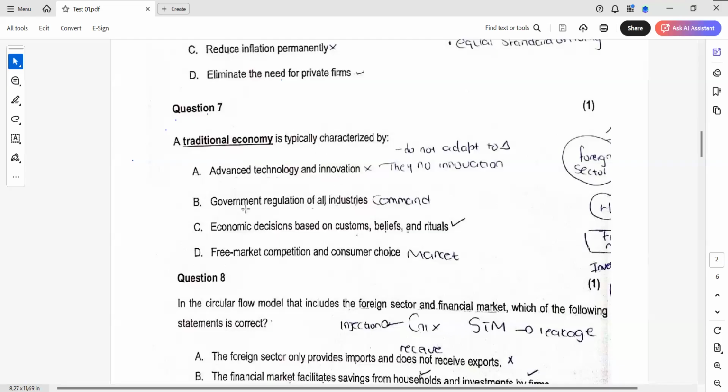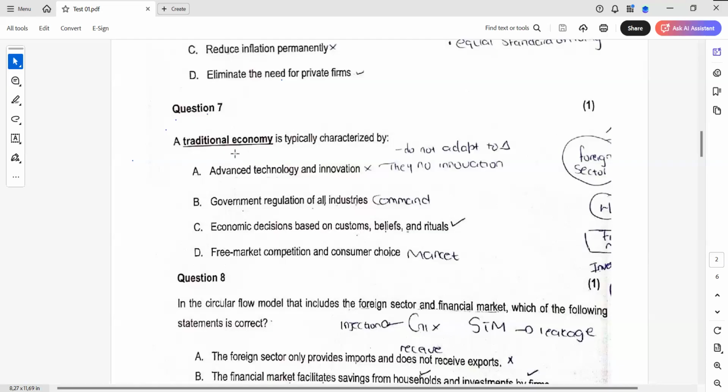And then government regulation to all industries. Okay, so in a traditional economy, there's no government regulation. There's no government intervention at all. So this one will also not be correct. Number B, economic decisions based on custom, beliefs, and rituals. So this one is correct.